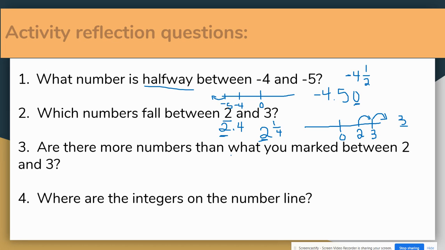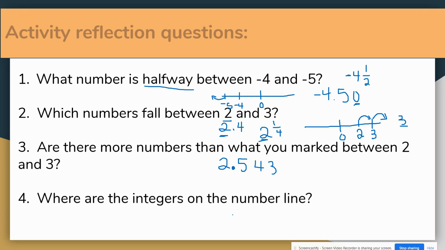Number 3 says, are there more numbers than what you marked between 2 and 3? Well, I told you only to give 2 examples. Do my 2 examples match your 2 examples? Probably not. So that tells us, yes, there are more numbers than what we marked between 2 and 3. I could have had 2.1, 2.2, 2.3, 2.4, 2.5. And I could even make the numbers into even smaller pieces. I could say 2.54 or 2.543. Really, we could go on and on.